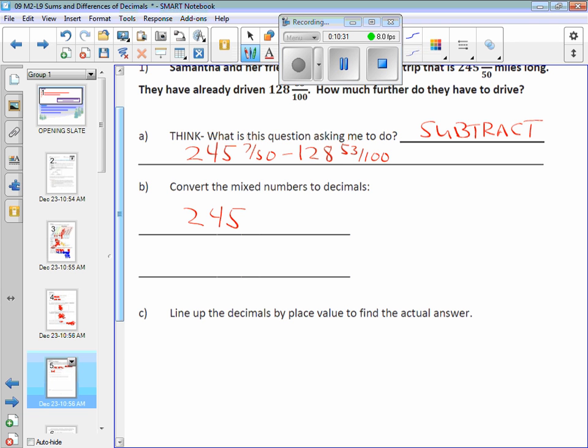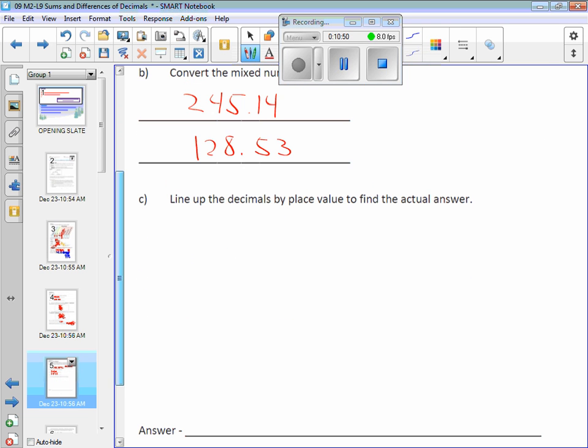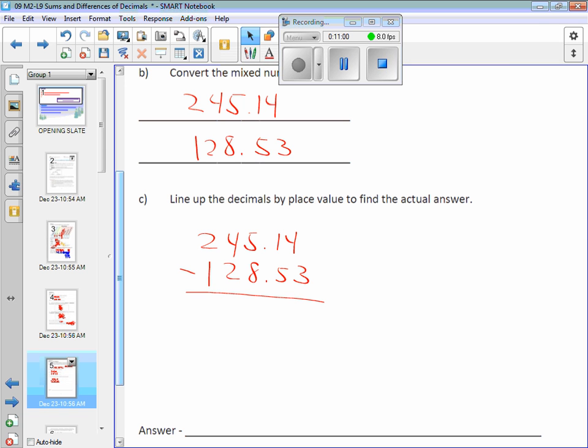7/50ths becomes what as a decimal? Brian Russo. Good, you remembered. And then 128 and 53 hundredths is as is. Notice they're not asking you to estimate anymore. They just want you to do it. Somebody want to come up and do it?